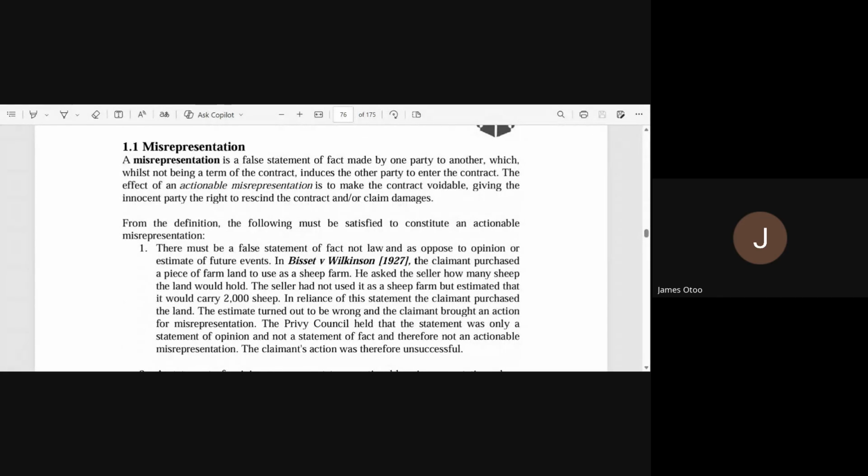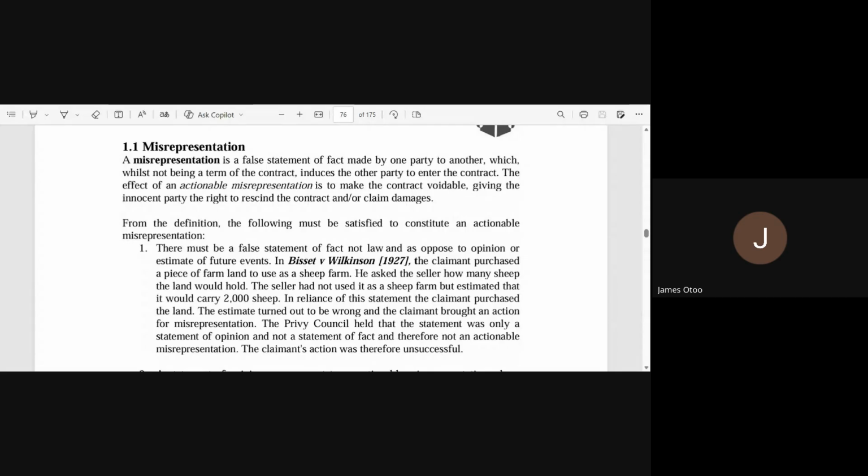Now, misrepresentation is actionable per se. Therefore, there are certain things that you have to satisfy the courts. One, there must be a false statement of fact, not law, as opposed to opinion or estimate of the future. The statement you are making must be a false fact, but it must not be based on law.